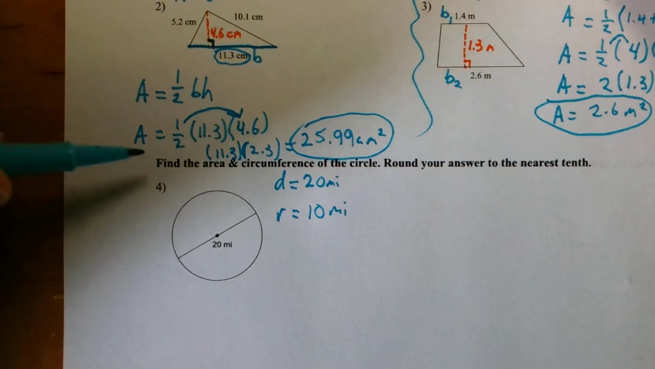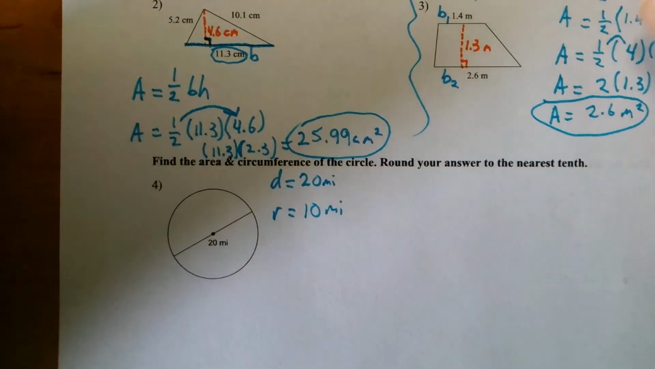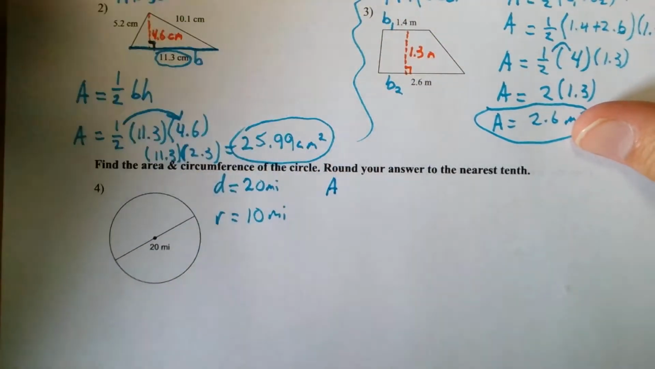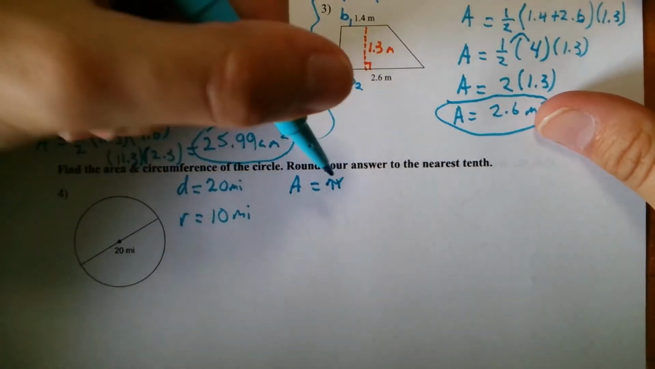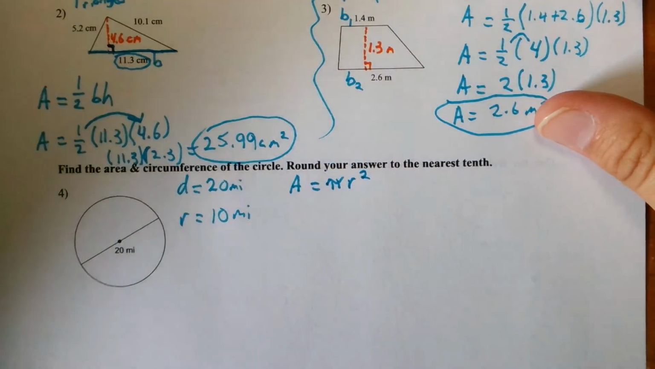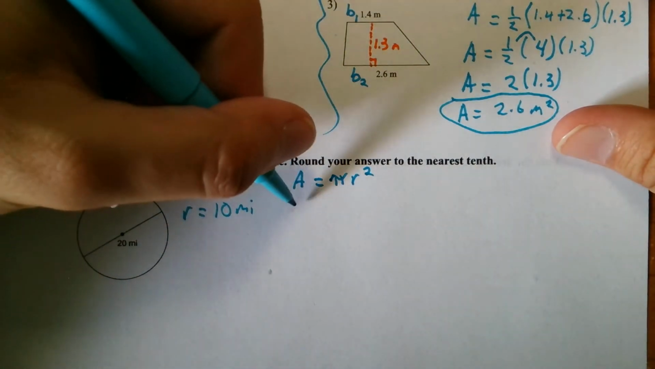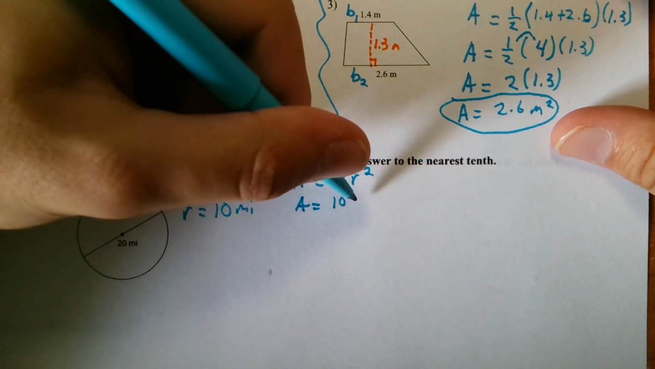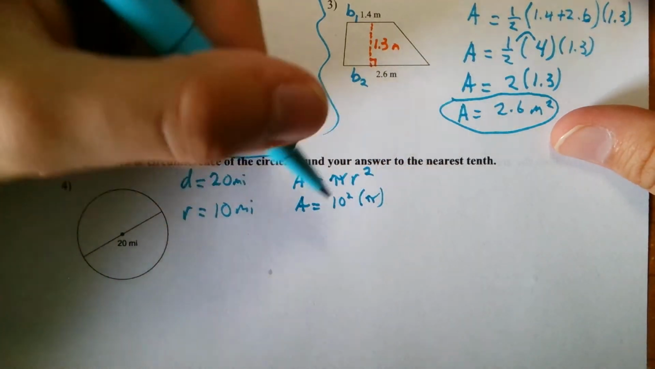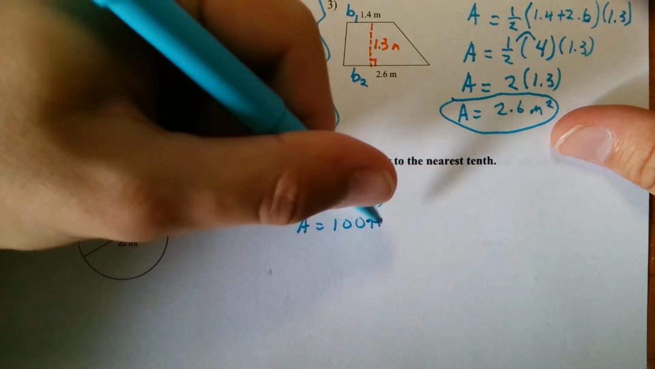Okay. Now, since the problem asks us to find area first, let's go ahead and do that. So the area formula for a circle will look like this, which hopefully should be familiar to you from our last unit. Should be area equals pi r squared. We know the radius is 10 miles, so we just plug that in. Area equals 10 squared times pi. That's going to be 100 times pi.